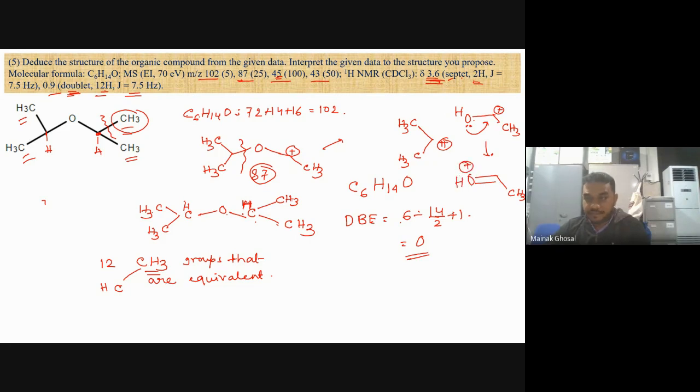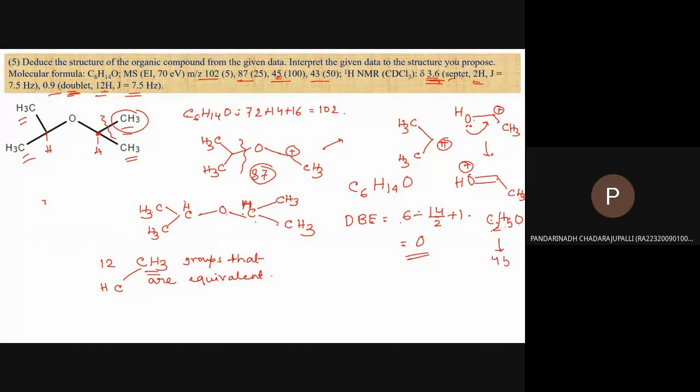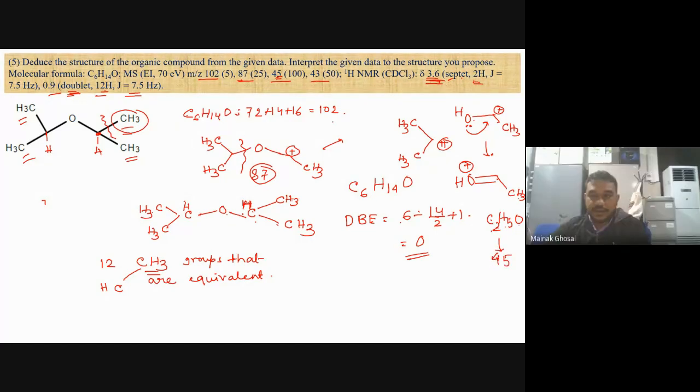If you calculate this mass, C2H5O, how much is it? 12, 14, 24, 16, 45. Now if you calculate this one, 15, 15, 30, and this is CH only fragment, not CH2, so for 15, 15, 30, and this is 13. So it's 43.